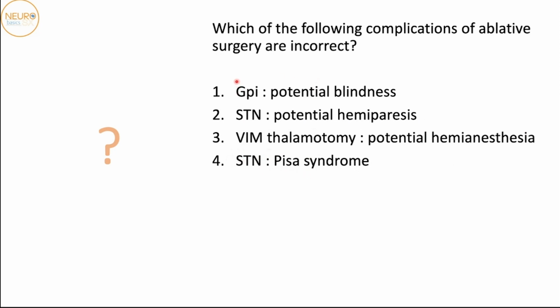But targeting the GPi, can it cause potential blindness? The thing is, targeting the GPi can affect the optic tract, which can cause visual field deficits. So it could be considered as potential blindness, but it does not actually cause a reduction of visual acuity. But the answer for this question would be STN and Pisa syndrome, because that is caused by GPi targeting.